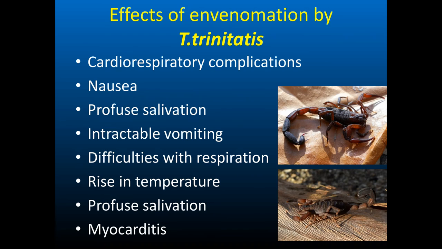Effects of envenomation by Tityus trinitatis. These are some of the effects that a lot of people suffer after they are stung by this particular species: cardiorespiratory complications, nausea, profuse salivation, intractable vomiting. That means they're consistently vomiting all the time. Difficulty with respiration. The thing about scorpion venom is that it's a cocktail of neurotoxins, so it can literally shut down your nervous system. Rise in temperature, and myocarditis, which has to do with your heart. So these are some of the effects that people suffer from being stung by this particular species.